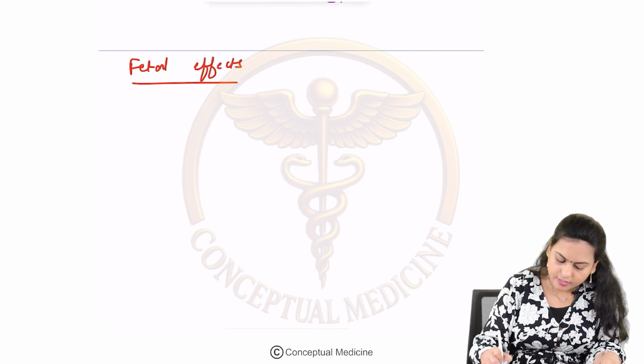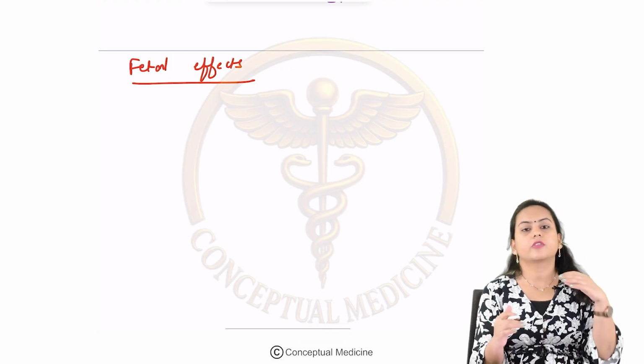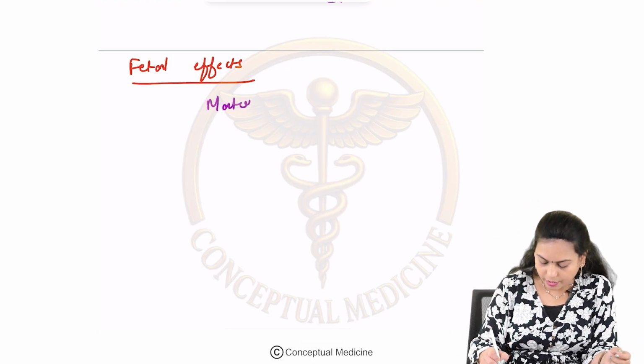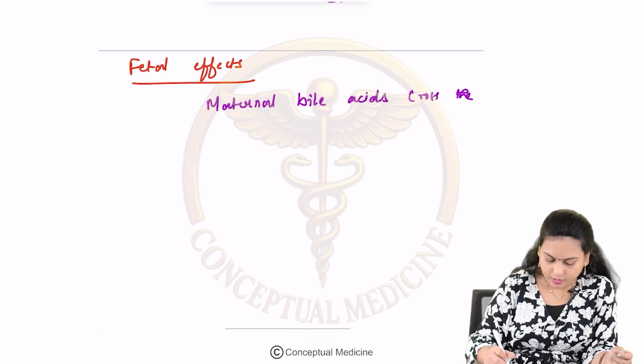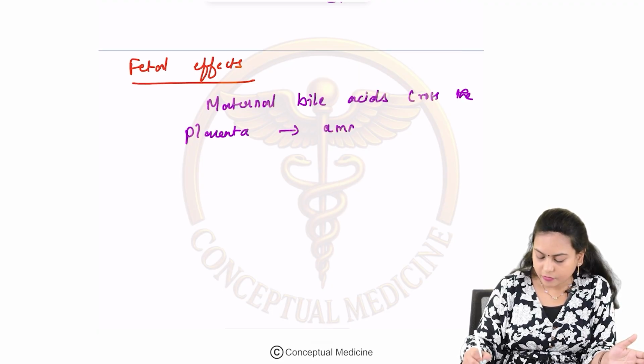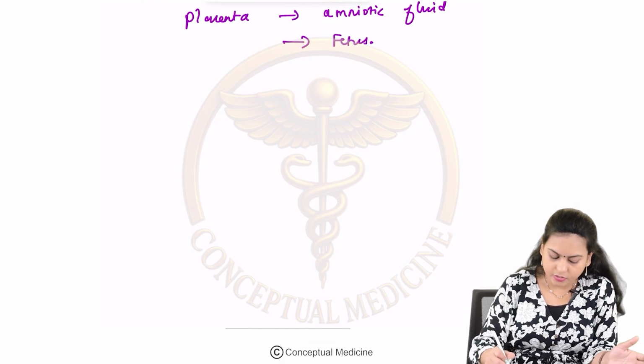So fetal effects, what is going to happen is the maternal bile acids that are getting accumulated are going to cross the placenta. And it can accumulate in the amniotic fluid or directly in the fetus itself. Clear? So what are the presentations you can have?